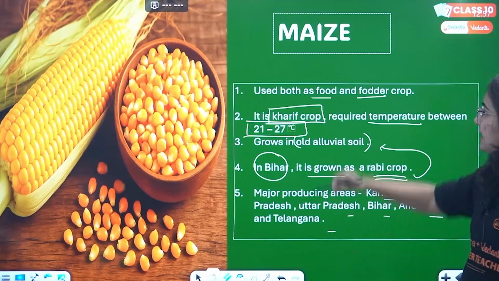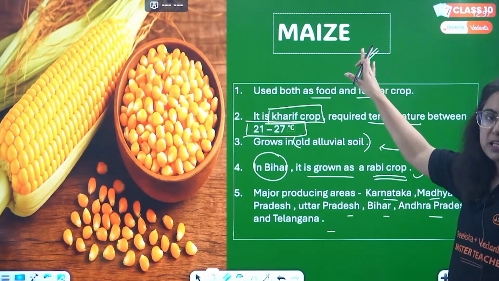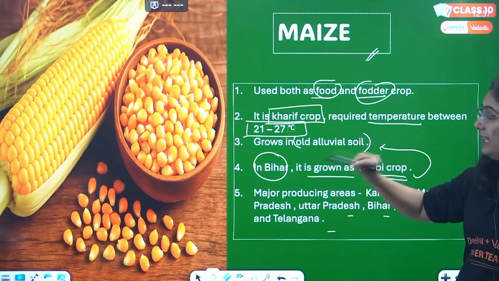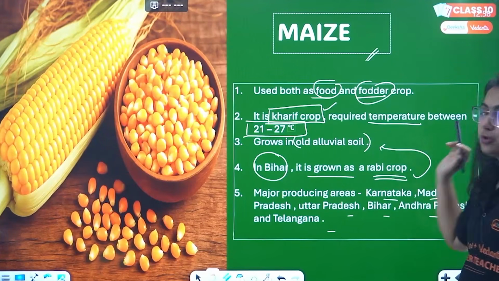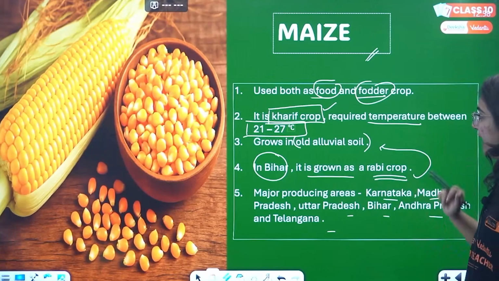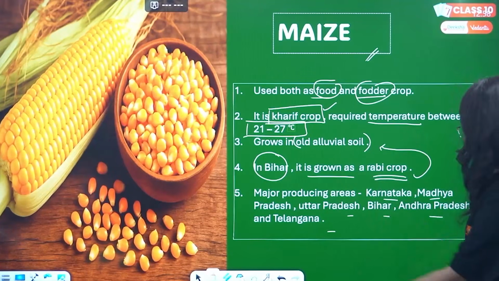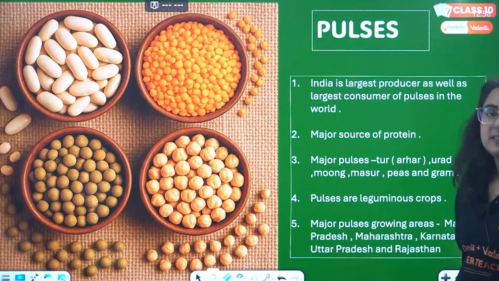So 5 points are listed here related to maize. It is used both as a food and fodder crop. It is again a kharif crop, requires a temperature between 21 to 27 degrees, grows in alluvial soil, Bihar as an exception, and major producing states are listed here.